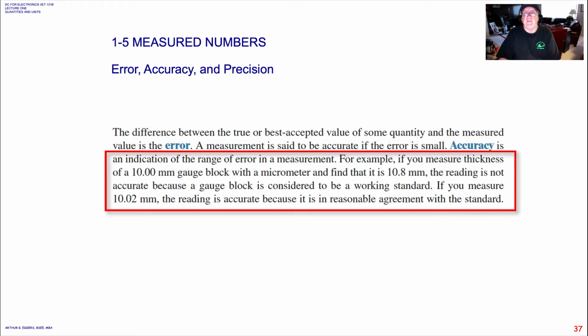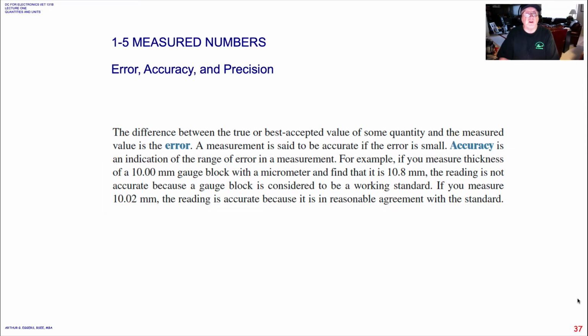For example, if you measure the thickness of a 10 millimeter gauge block with a micrometer and find that it is 10.8 millimeters, the reading is not accurate because the gauge block is considered to be the working standard. If you measure 10.02, to within a hundredth, 200th of a millimeter, the reading is accurate because it is in reasonable agreement with the standard. So you have to determine what the standard measure of error is. Plus or minus 1%, plus or minus 10%, plus or minus 200th of a millimeter.